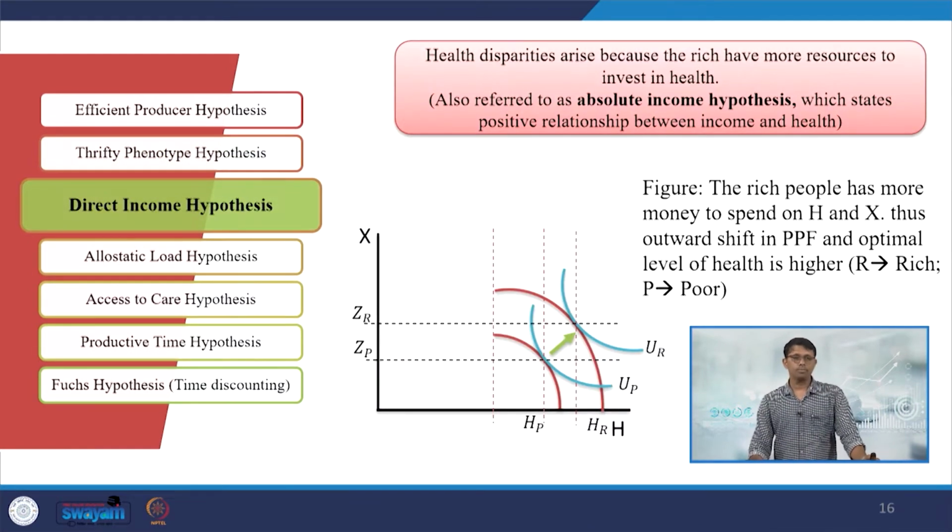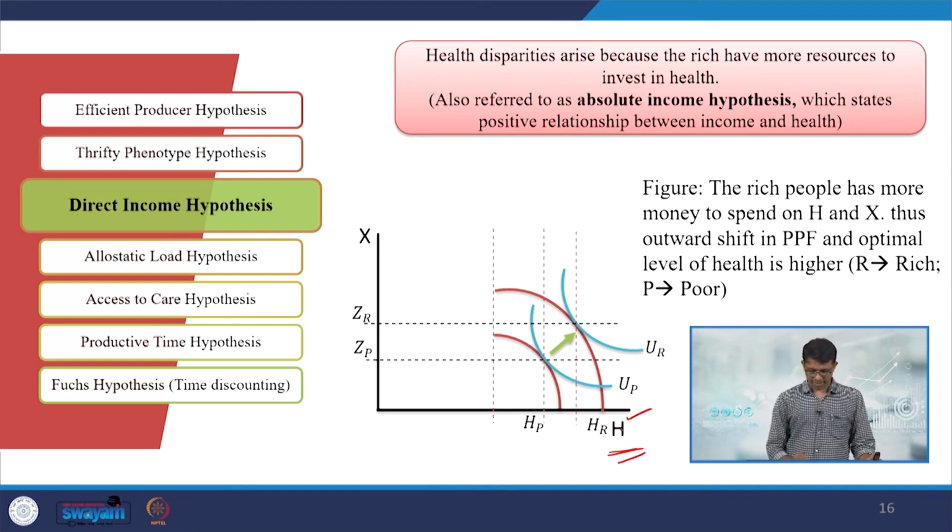The third one is called the direct income hypothesis. As the word direct suggests, it is related to your direct incomes. Health disparities arise because rich people have more resources to invest in health. This is also referred to as the absolute income hypothesis, which states a positive relation between income and health. In this figure, we can easily see that the rich, as against the poor, have more money to spend on H.